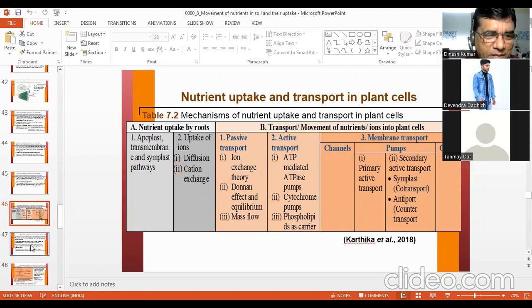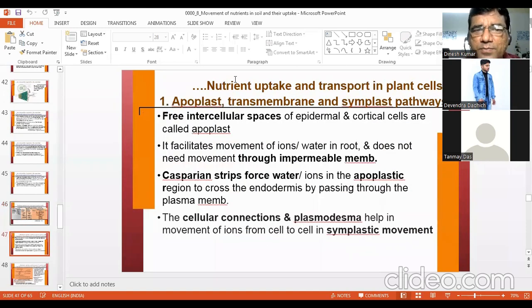Now I can continue further. First we go to the apoplast, transmembrane, and symplast pathways. These are pathways, and nobody is sure. Everybody has proposed, so many theories are there. That is why we don't have one solid answer for nutrient uptake and transport.